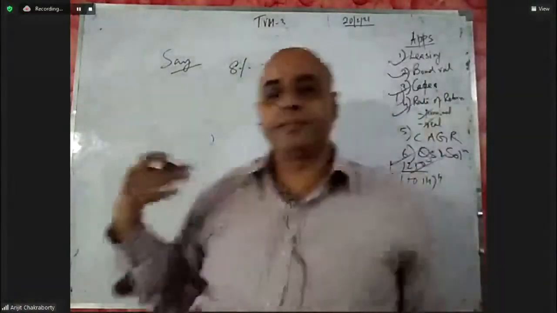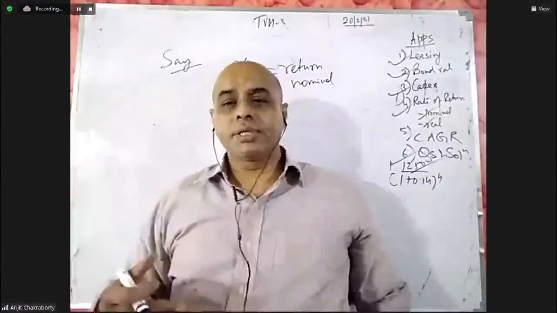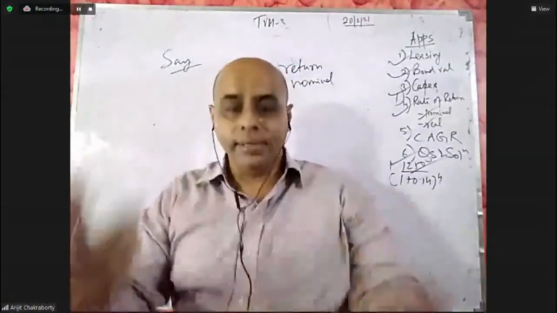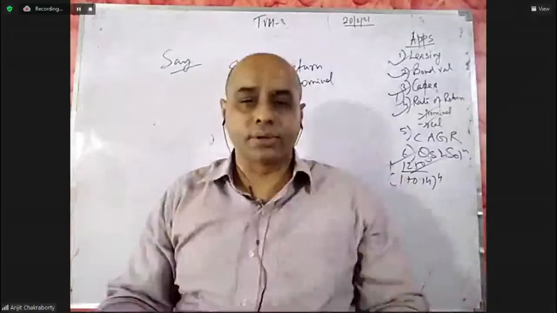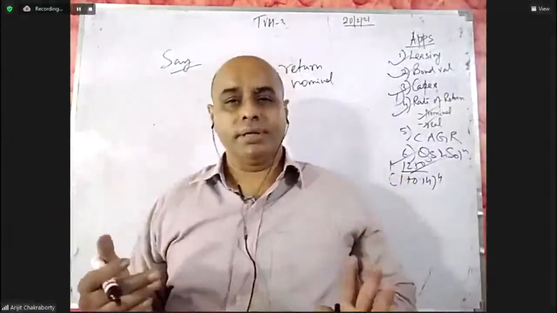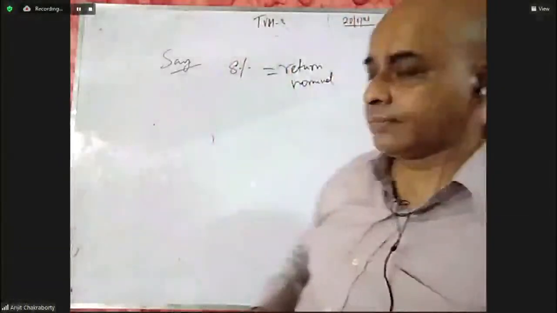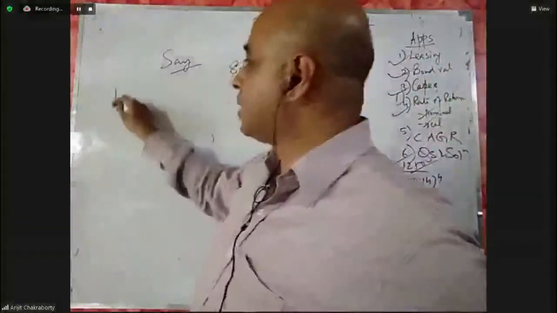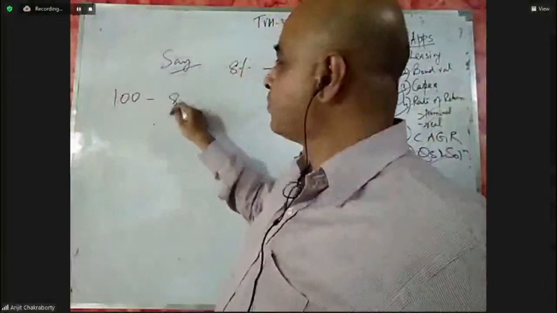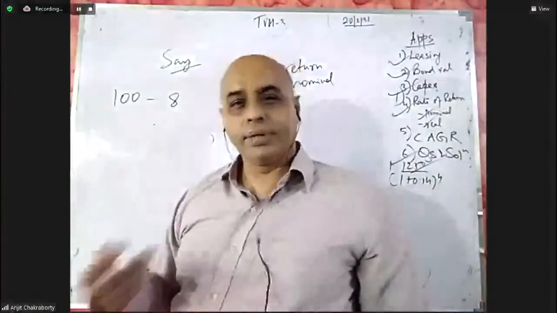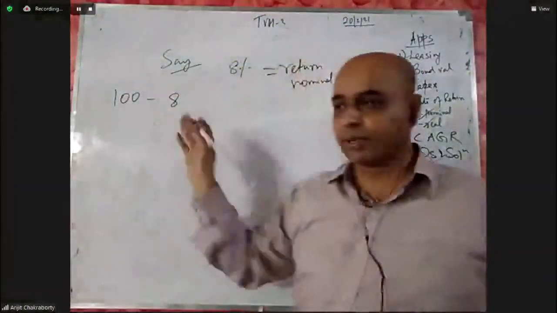Nominal means the return which is guaranteed or which is communicated to you by that particular company. So it's a bond, a debenture of a company. They are giving you 8% return. That means if you invest 100 rupees, you will get 8 rupees as interest every year. Simple interest. No compounding, simple interest.